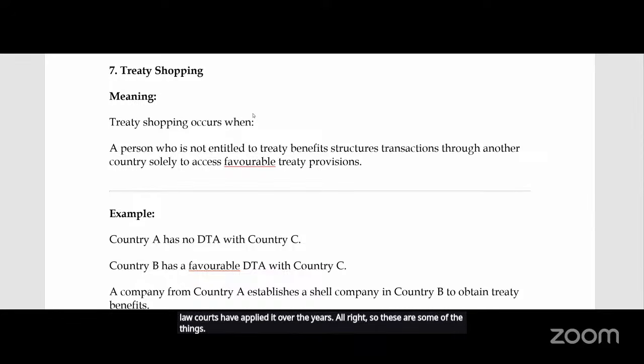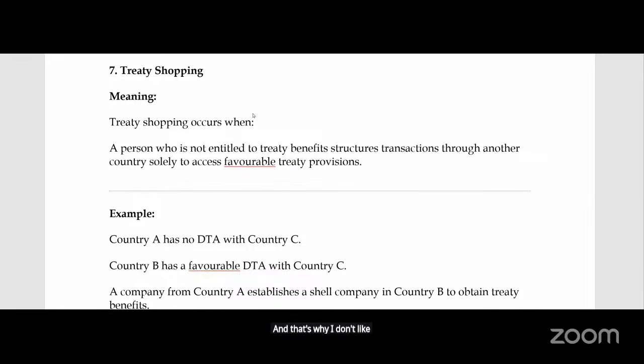Thank you, Prof. And that's why I don't like tax. I don't like tax at all. Me, I like accounting more than tax. So I don't like tax like that.